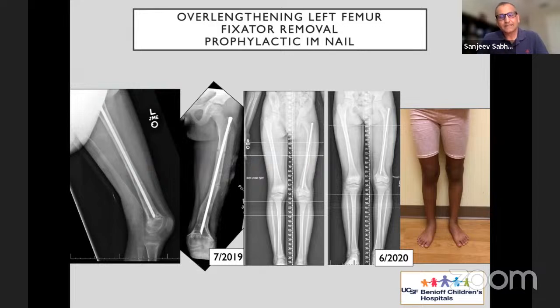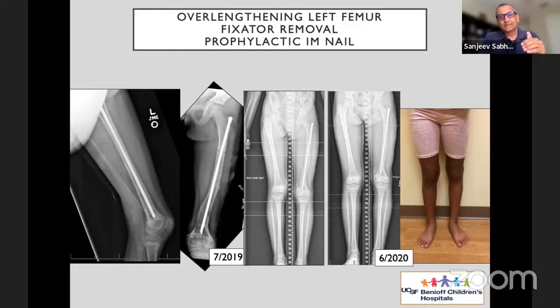If there are any pin sites that are infected, we either take them out earlier or give a little pin holiday and then do the intramedullary fixation. But I think for the most part, if you ream the canal and you take enough precautions, you could do it at the same time. So we did that. We took the fixator off, did the prophylactic nailing, and so here she is. And the middle X-ray shows that she's standing on a 2-centimeter lift underneath the right leg, which used to be the longer leg.